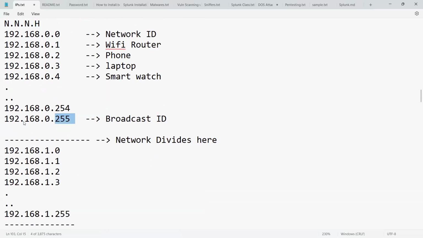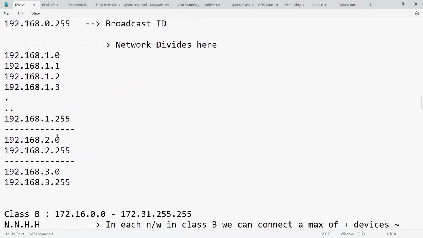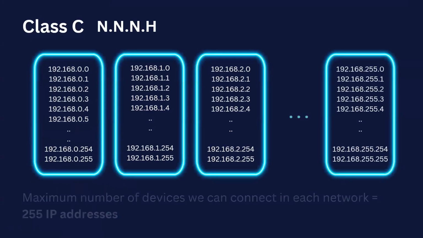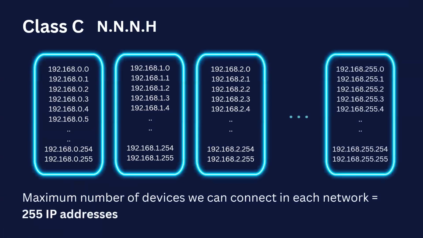So no matter what network you take, the 1-dot network, the 2-dot network, the 3-dot network, in each class C network, we can only connect a maximum of 255 devices. That's the specialty of class C with 3 network portions and 1 host portion. Is that clear, everyone? So in my home network, if you remember, I was using the 192.168 network itself. So in my network also, I can only connect a maximum of 255 devices, not more than that.